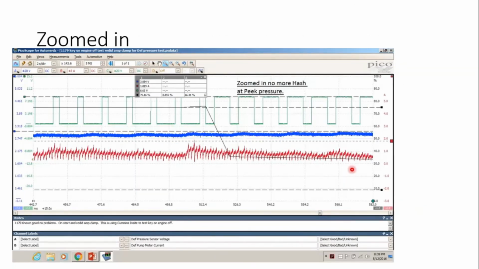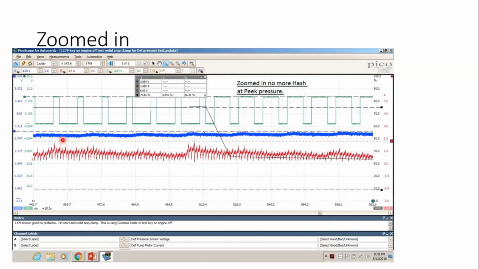And here is a zoomed in capture, and this was of that known good. This was from a different bus. I'm sorry, I didn't have time to do the known good on the other one, but this is known good with no problems. And if you notice here, the pressure is staying steady. The current here is pretty much staying steady, but also look at the duty cycle control.